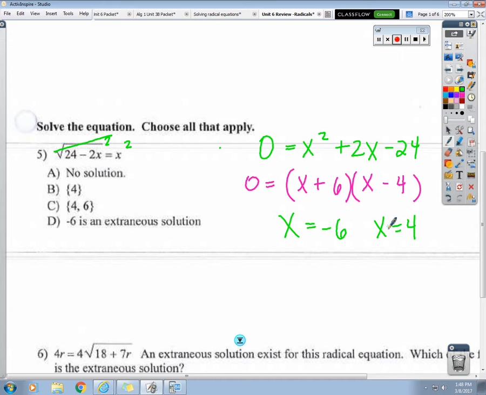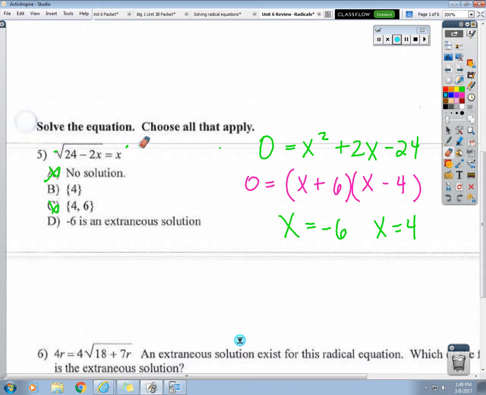Okay, but look at our answers. We have no solution, which we know is wrong because we just got a solution. We have a 4, which we have. We have a 4 and a 6, which is wrong because we didn't get a positive 6. And then we have a negative 6 as extraneous. So what do we have to do?